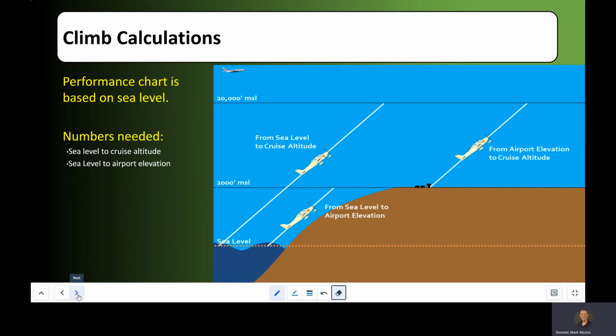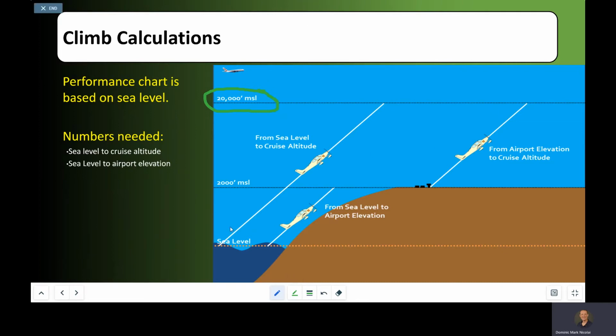We've got 2 sets of calculations to determine for climbing. The question is going to be somewhat like, you're departing an airport elevation altitude and going up to a cruise altitude. Your charts are all based upon climbing from sea level. So if you are going to cruise at 20,000 feet, you can't just pick the line in your climb chart that says 20,000 feet, because that's going from sea level to 20,000 feet.